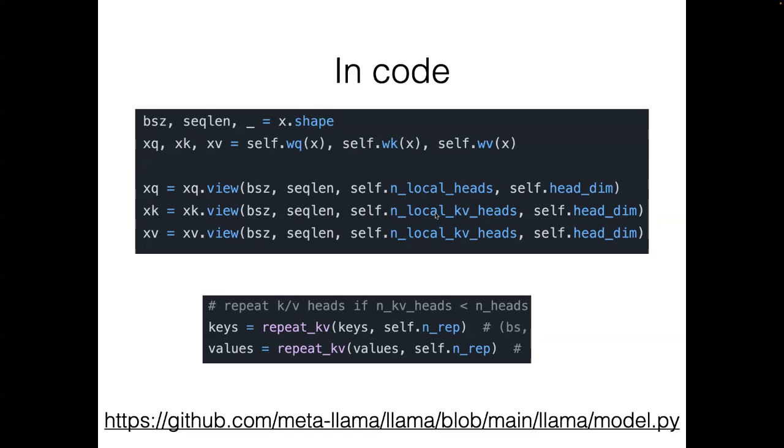Local is something else. It's because they parallelize the model across multiple devices. So that's what that is. But the basic idea is here these can be different. And then later on, what they do is they just duplicate these keys and values so that you can just apply the attention as you were before.